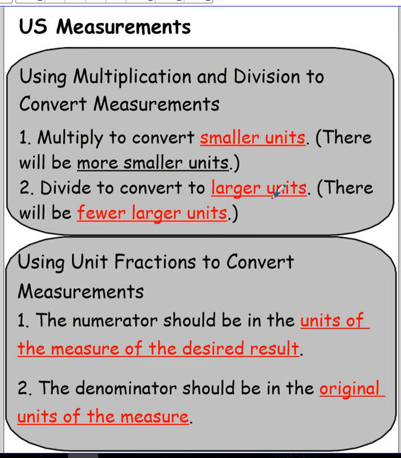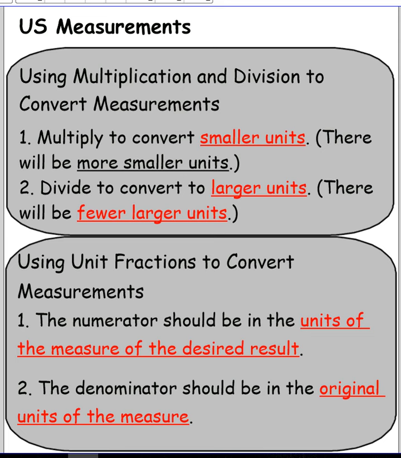And when we're converting to a larger unit, we have to divide to get that answer because there are fewer larger units. So we could exchange 10 dimes into $1 because dollar is a larger unit. We only have one of those dollars where we had 10 coins for our 10 dimes.